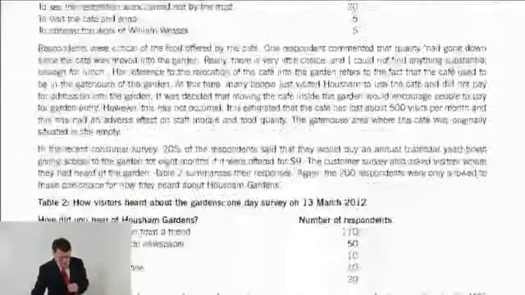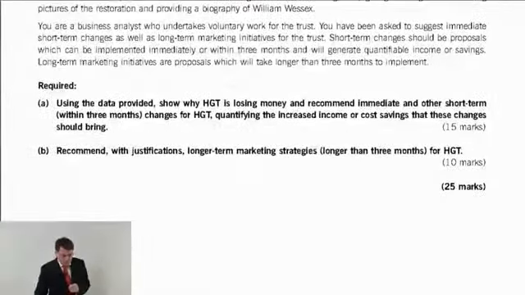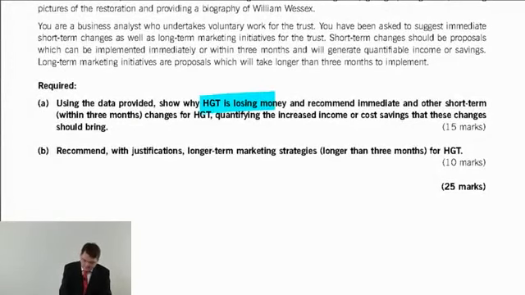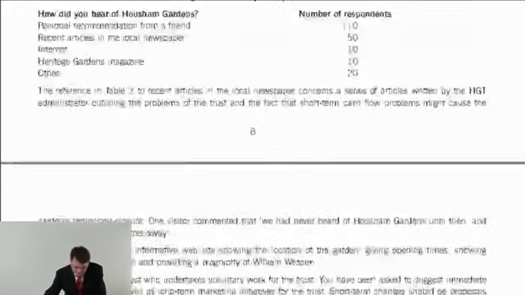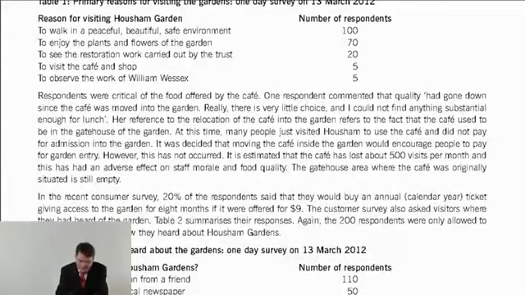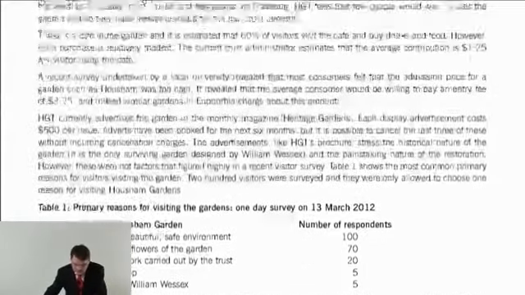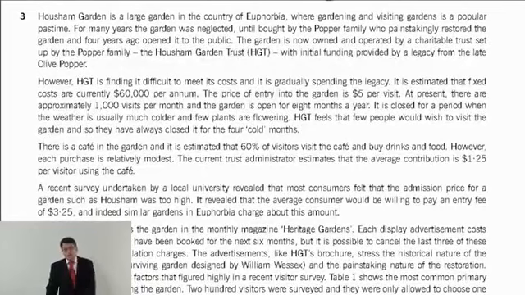The question says that we have to show why HGT is losing money and recommend some improvements, and at the same time tell the examiner how much extra income or cost savings each of these improvements is going to bring. Right, so let's begin then with showing why they're making a loss. Now, this is a good example. It's not a complicated calculation. Most students got it right, but you have to think to yourself what's going on here.